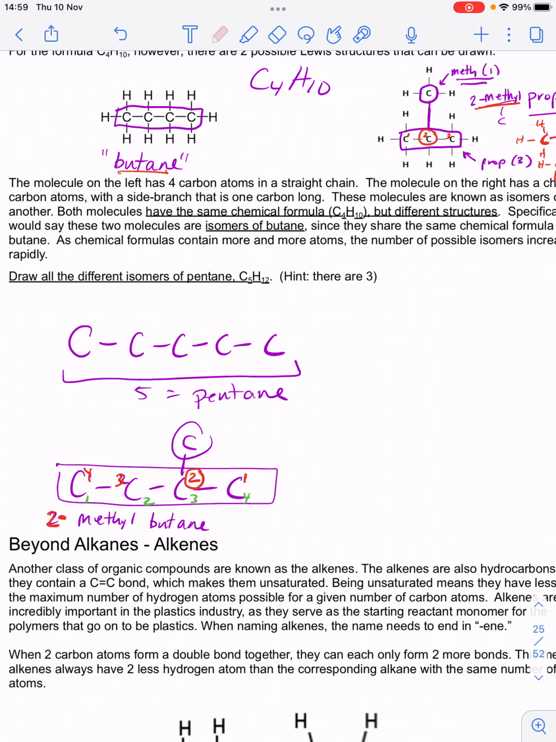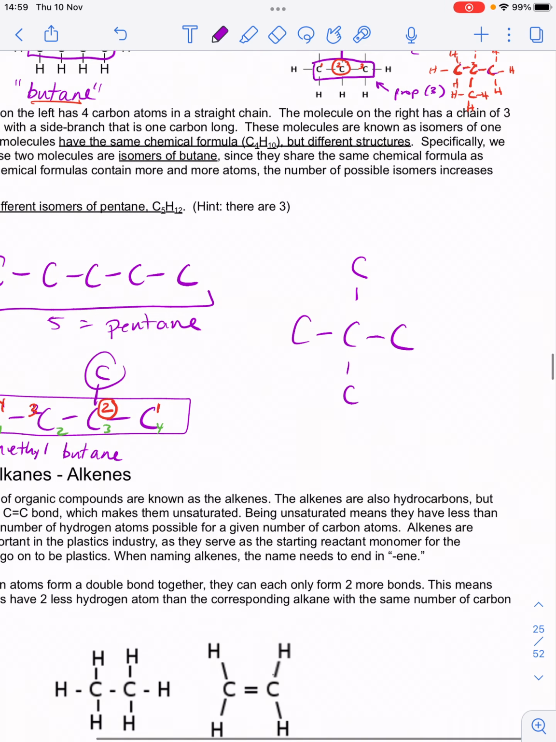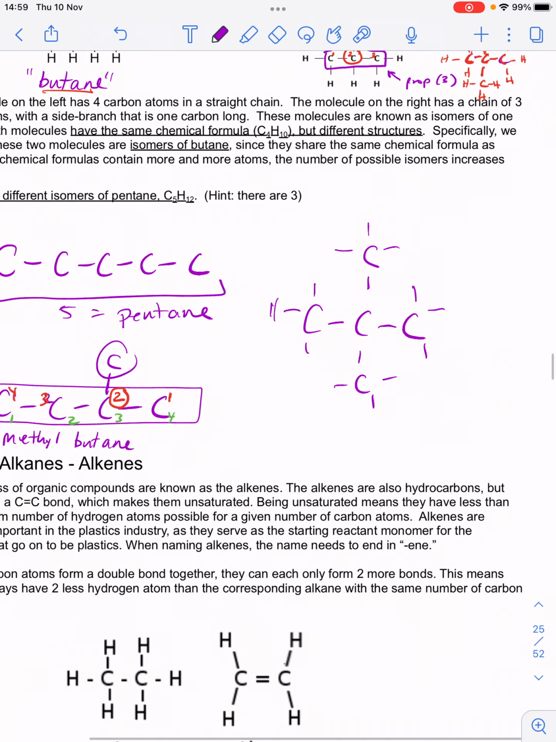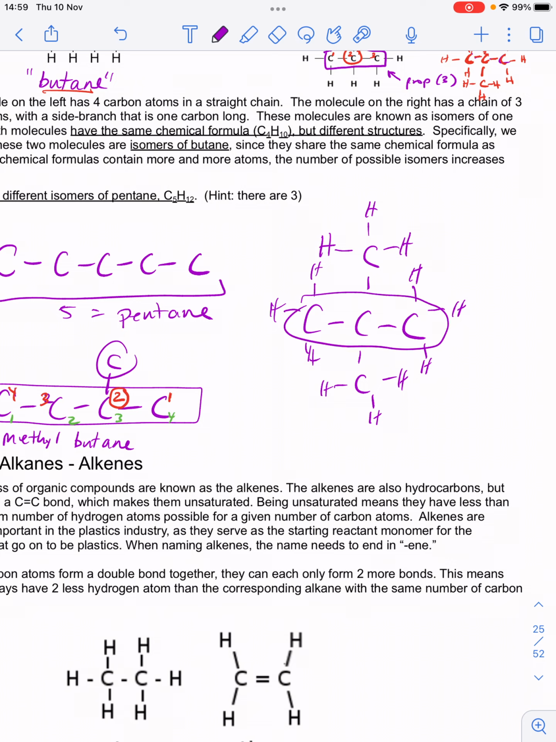Now, there's no other option where I have a chain of 4. So I could try to make a chain of 3. If I make a chain of 3, I can stick 2 branches off the middle carbon, and then I still have 5. If I add all the H's in to all these, I've been leaving out my H's, but if you actually draw them, you'd want to fill in all your H's like this. C5, and then there's still 12 H's. If I want to name this one now, the longest chain is actually 3. So it's called propane.